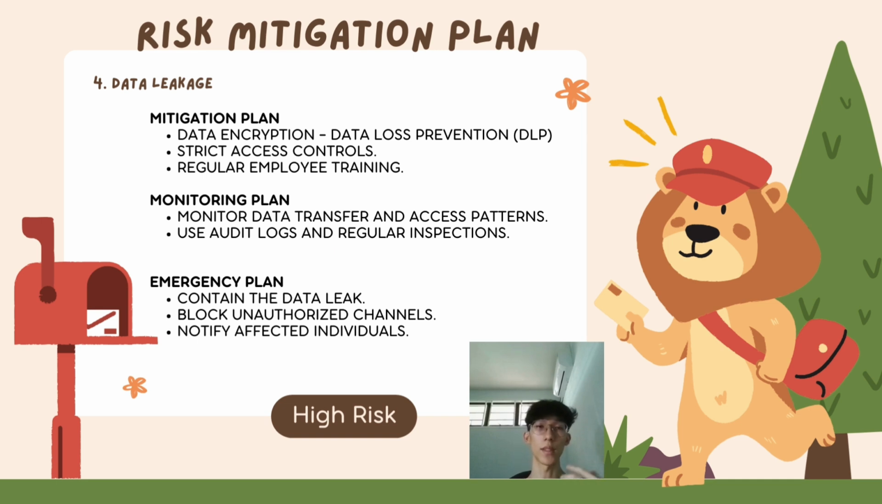So in summary, data leakage poses a significant risk by exposing sensitive information to unauthorized parties, and encrypting data, imposing access controls, and conducting regular training are the key mitigation strategies for it. And also continuous monitoring and a swift emergency response plan will help to manage and mitigate the impact of a data leakage incident.